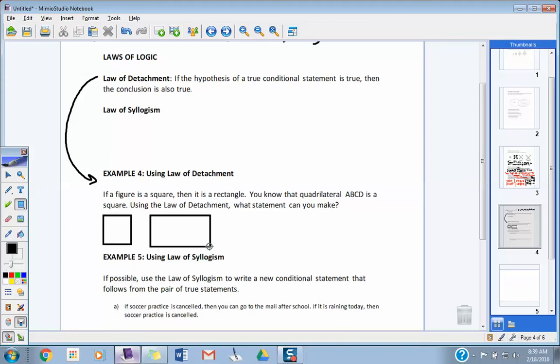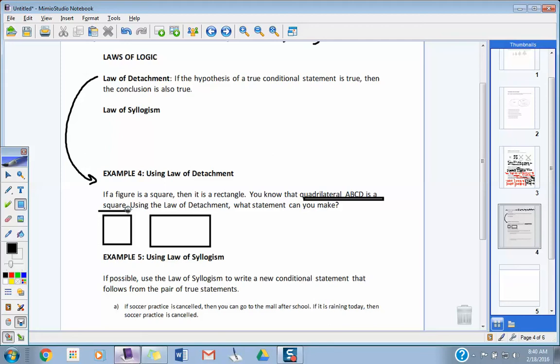Right here it says, if a figure is a square, then it's a rectangle. You know that quadrilateral ABCD is a what, kiddos? It's a square. Using law of detachment, what statement can you make? Well, I just said, if you have a square, you have a rectangle. And I just said ABCD is a square, so what else can you say about ABCD? By law of detachment, it's also a rectangle.